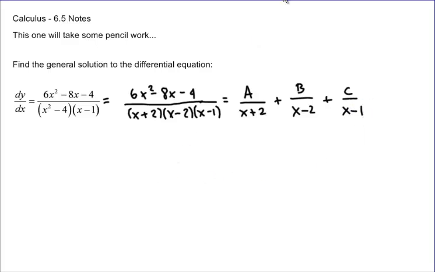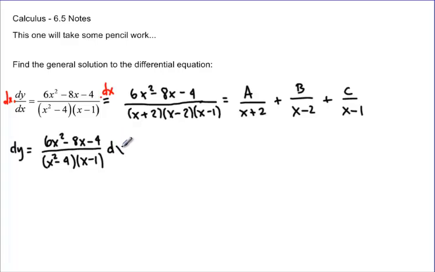So the actual calculus problem we're interested in, we're going to multiply both sides by dx. And we're going to have dy equals 6x squared minus 8x minus 4 over x squared minus 4 times x minus 1 dx. And then we will integrate both sides.